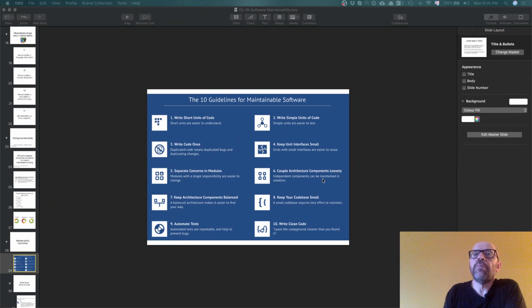Then couple architecture components loosely, which basically depends on what one component exposes to the other. So they measure in the interactions between modules what is visible, and basically they try to measure the encapsulation. Okay. Then you have keep architecture components balanced. So they look at different components, usually at several levels of depth, and try to see if they are balanced, basically. For instance, if all the components have the same amount of code.